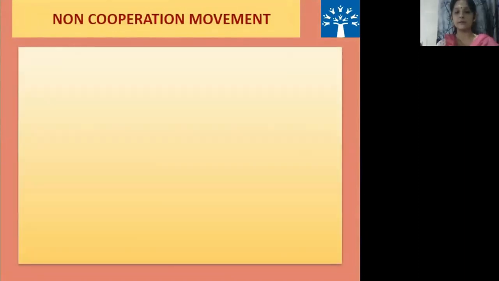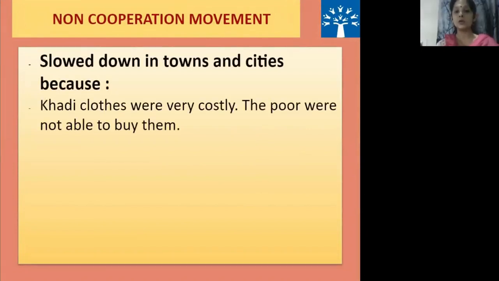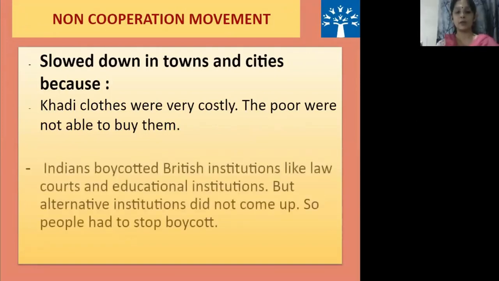Non-cooperation movement slowed down in towns and cities because khadi clothes were very costly. The poor were not able to buy them. Indians boycotted British institutions like law courts and educational institutions, but alternative institutions did not come up, so people had to stop the boycott.